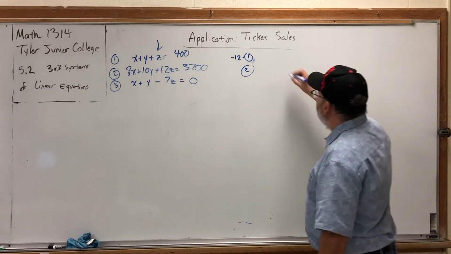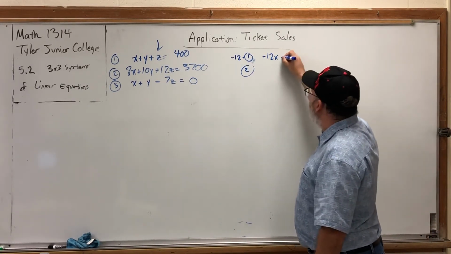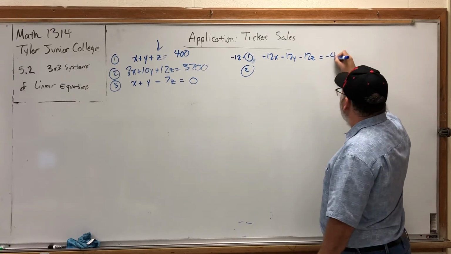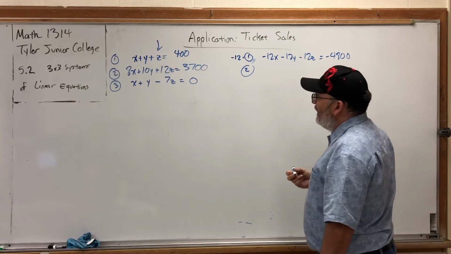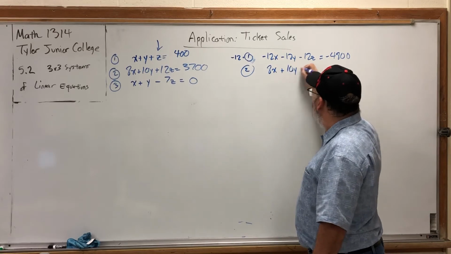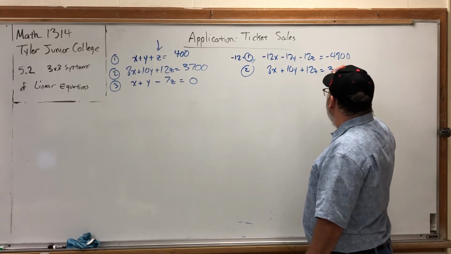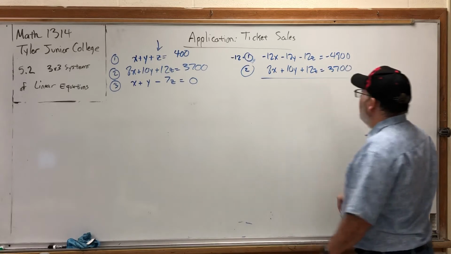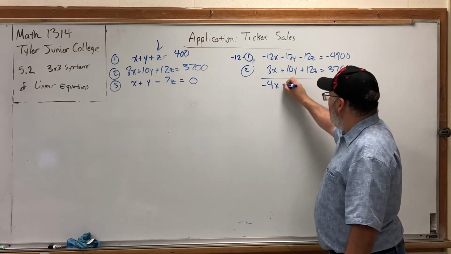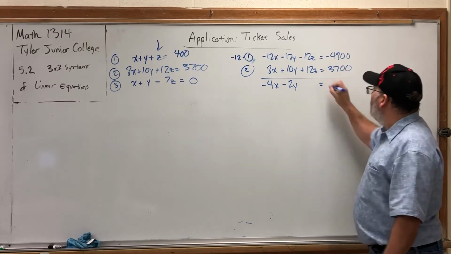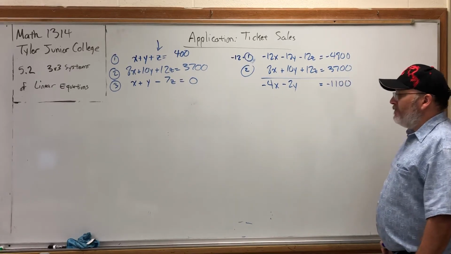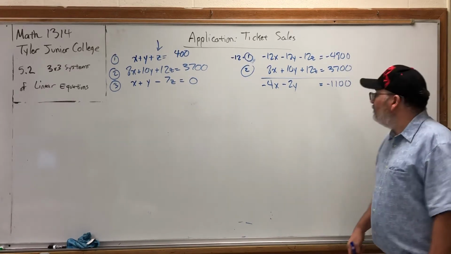Negative 12 times the first equation is negative 12x minus 12y minus 12z equals negative 4,800. And the second equation as is, 8x plus 10y plus 12z equals 3,700. And if we combine them, we get negative 4x minus 2y, z's cancel, equals negative 1,100. There's our first equation in our 2 by 2 system.